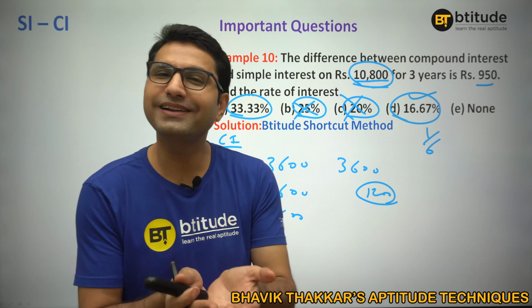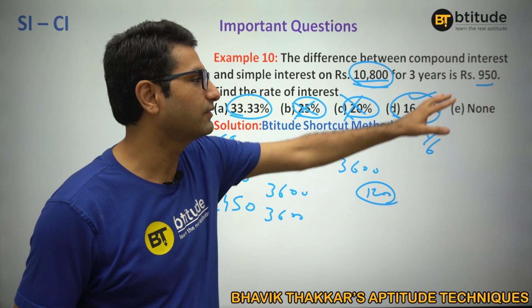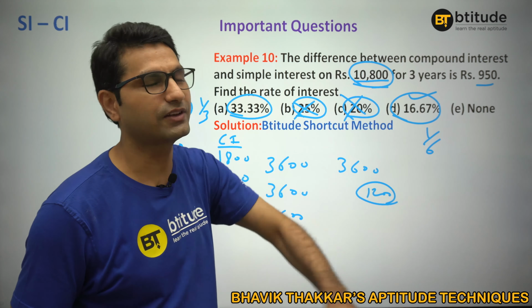I understood one thing, that whatever the rate is, that was the key. If 1/3 is the rate, that means 3 raised to 3, 27 must be its factor, which it was. That's why I tried it, but in the second year itself, the difference between SI and CI was 1200, which was more than 950. That means it was not possible.